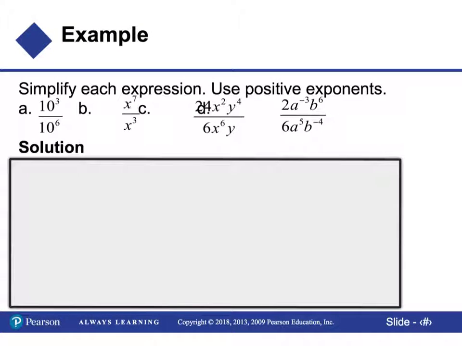Okay, I'm going to continue to go through these. So we have 10 to the third over 10 to the sixth. So these are going to go away completely, leaving me with 1 over 10 to the third, because these will reduce down to 10 to the third for part A.